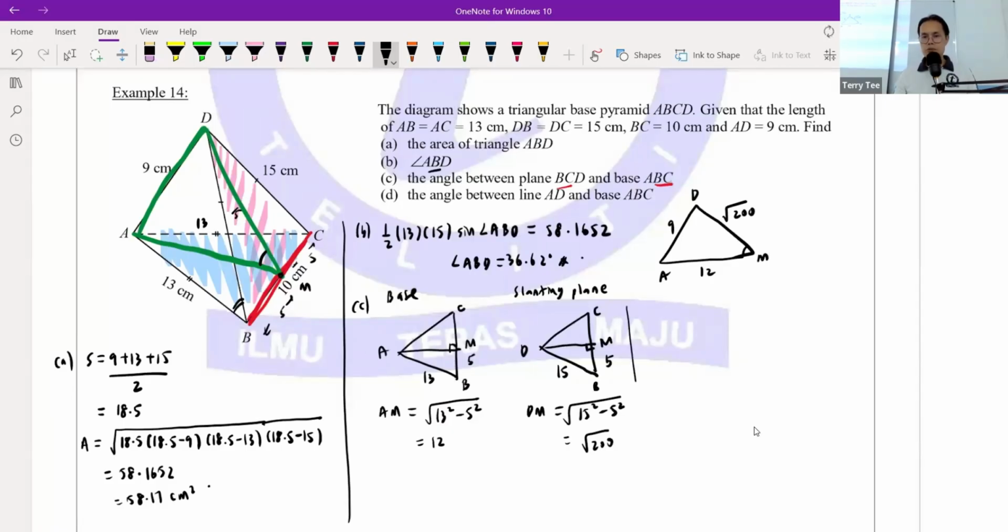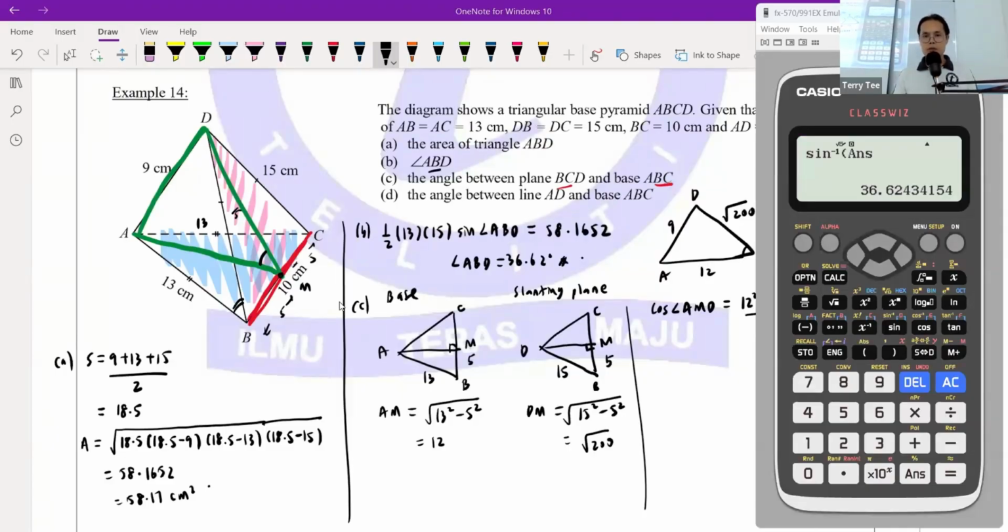So what should I use? We should use cosine rule here. Why? Because you're given the length of all three sides. Now, cosine rule, remember, has two versions. I'm using the second version. Cos angle AMD equals 12 square plus square root 200 square minus 9 square, over 2 times 12 times square root 200. Okay, use your calculator.